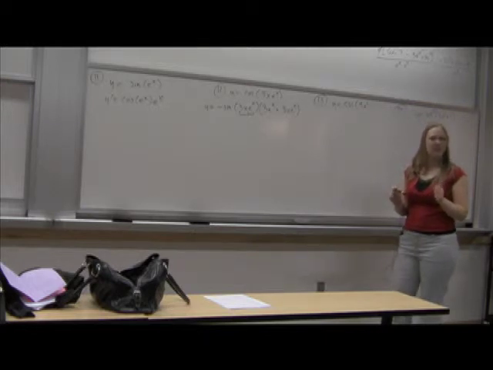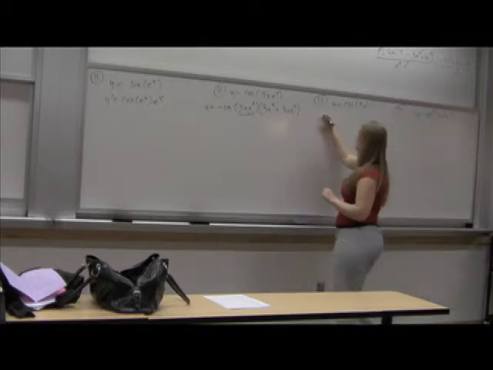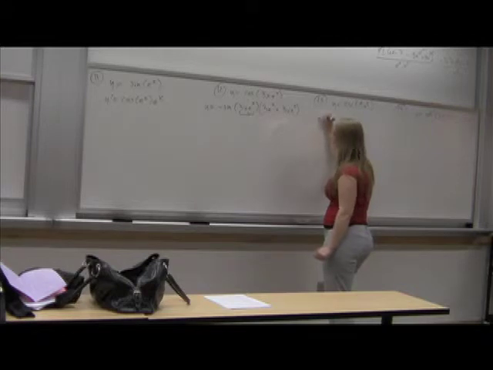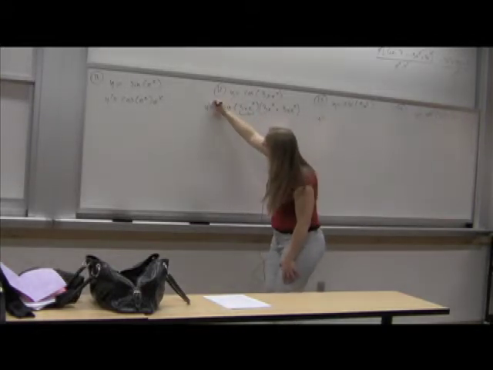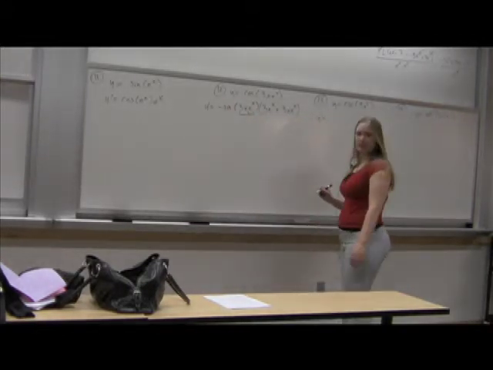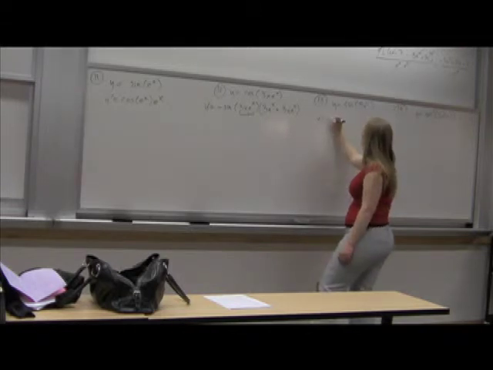Kind of? Yes. Fantastic. Now what's the derivative of cosecant? I really need to put a prime on that. Negative cosecant cotangent, right?